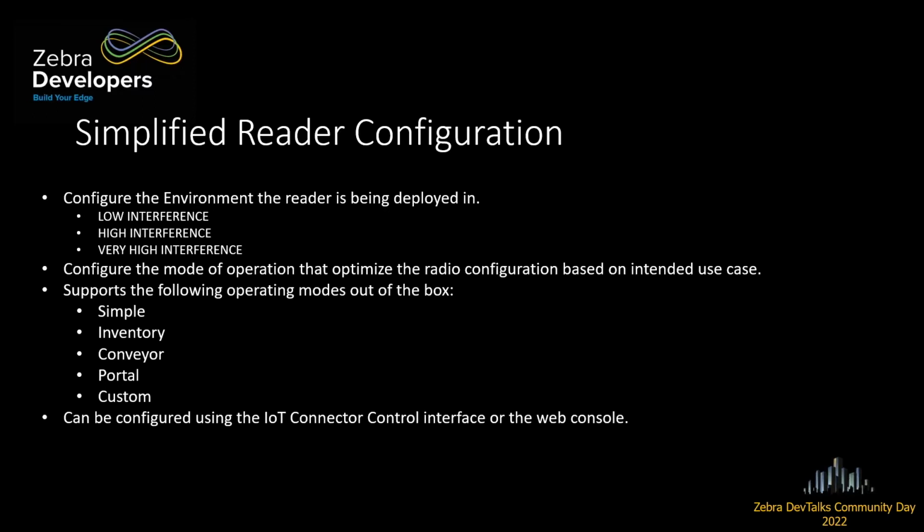Then there's the conveyor mode. Conveyor mode reads tags on all antennas by default, and it reports tags on a per antenna basis. And again, you can apply any sort of filtering that you want. You can select the antennas on which you want to perform inventory. The same configurations that are available in the simple and inventory modes are also available in the conveyor mode.